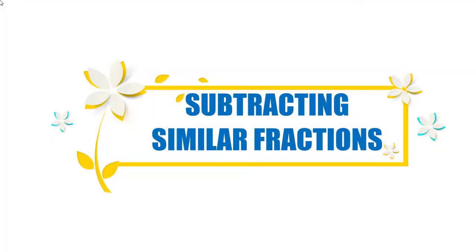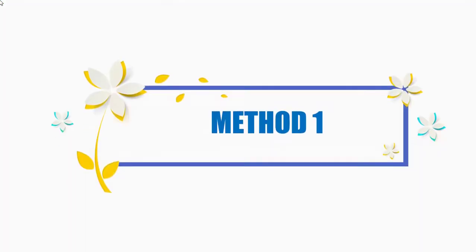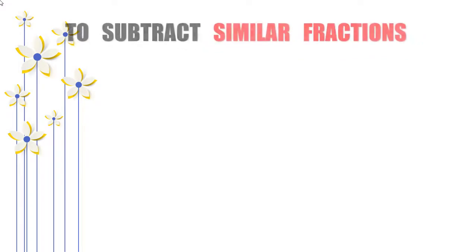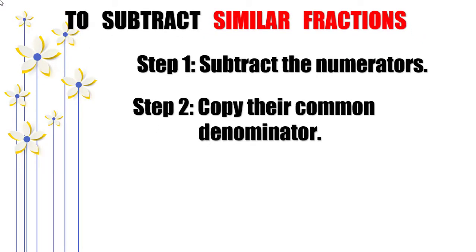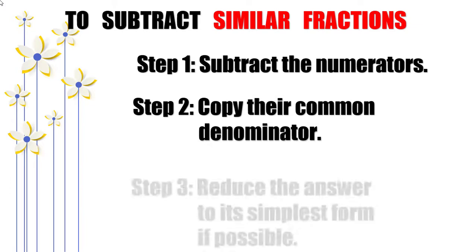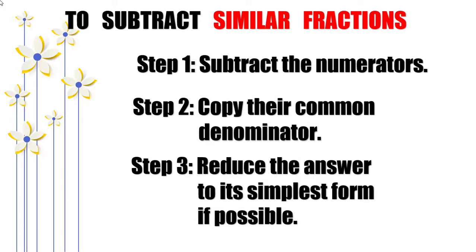How to subtract similar fractions. Method number 1. Step 1. Subtract the numerators. Step 2. Copy their common denominator. Step 3. Reduce the answer to its simplest form if possible.